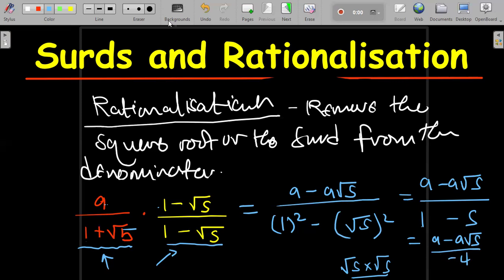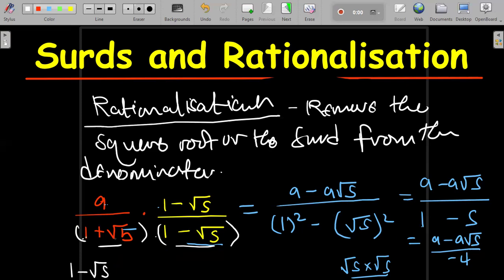All right, so if you don't want to use this shortcut, you can still expand this the normal way. So we have this 1 plus root of 5, and then we also have 1 minus root of 5. If I'm expanding this, I'm going to say 1 multiplied by 1 is going to give me 1. 1 multiplied by minus root of 5 is going to give me minus root of 5.